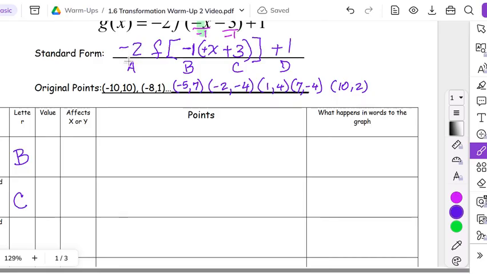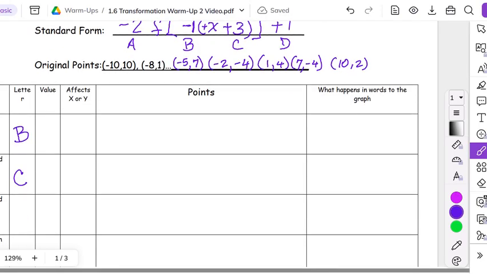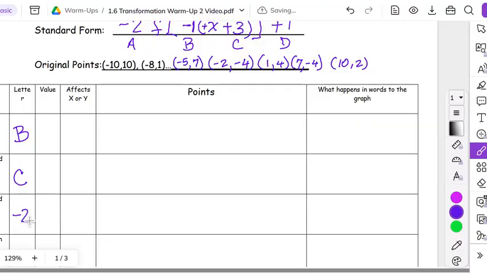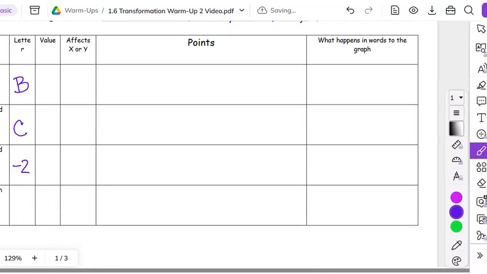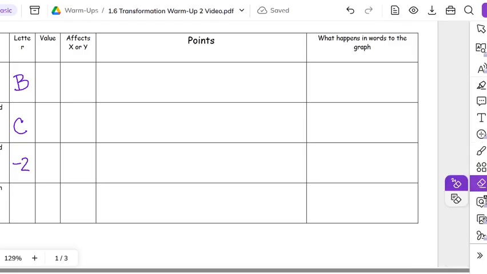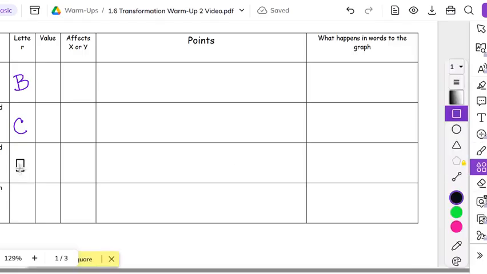And then we start on the outside. And so the outside is your a. And so that's because it's being multiplied to the function, and the d is being added. Oops, I wrote that wrong. So this is your a.